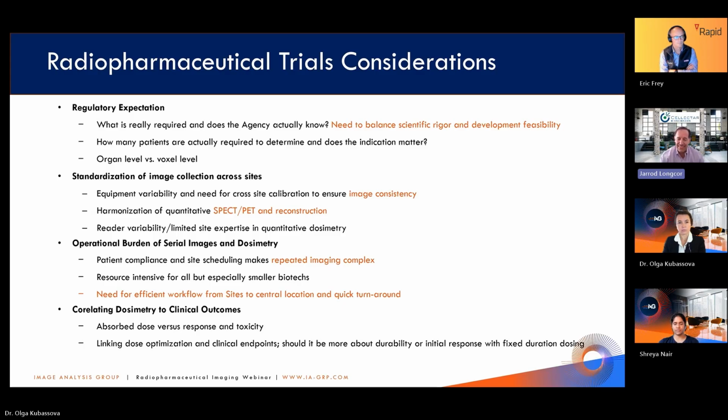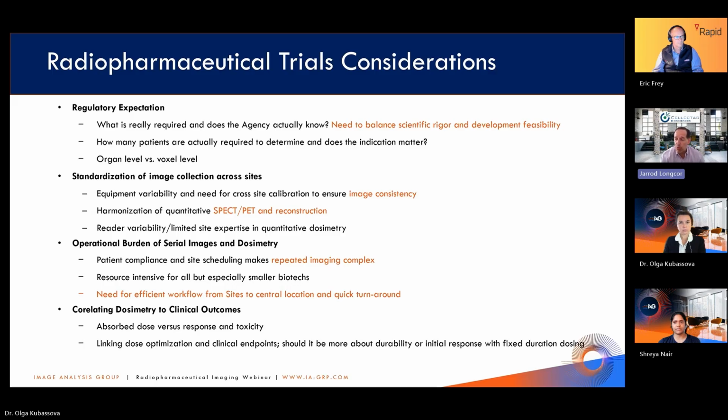In addition, at the site level, it's very difficult to schedule these repeat imaging, especially as you move to larger studies. In a handful of patients, it's acceptable. When you get to larger, more intensive elements, they tend to become much more restrictive unless they're specialized in doing these types of studies and this type of work.